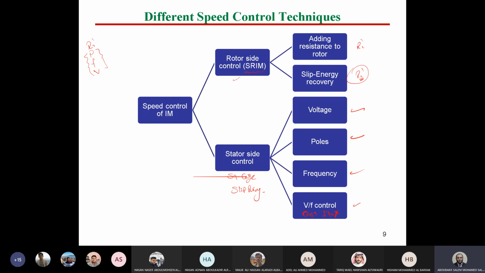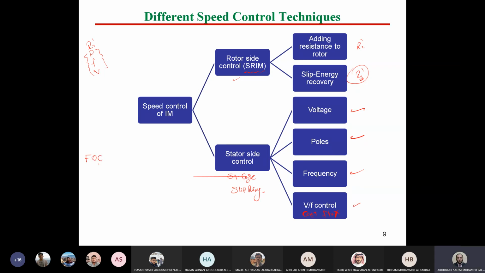Actually, guys, in modern control techniques, we care all the time about flux. For that, advanced control techniques of induction motor are controlling flux all the time. So for that, we have a technique called direct or field-oriented control.